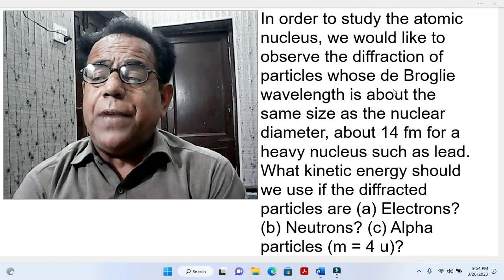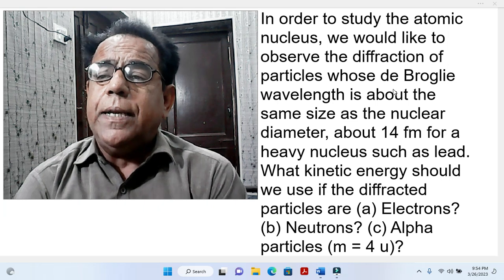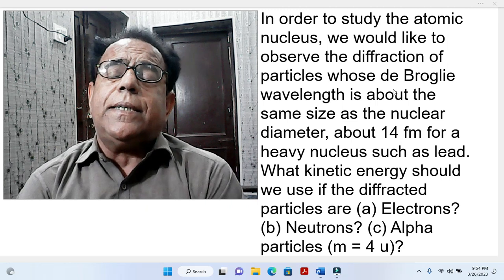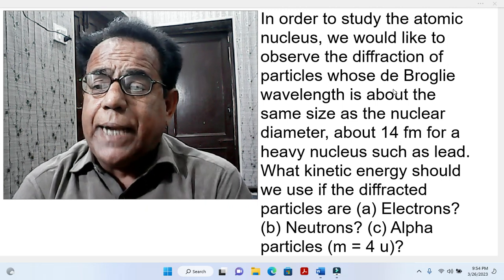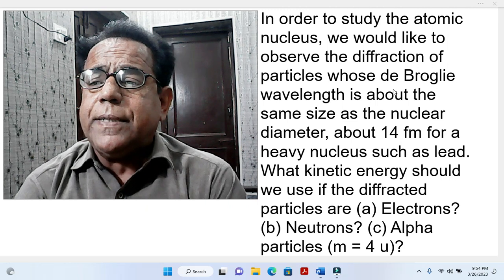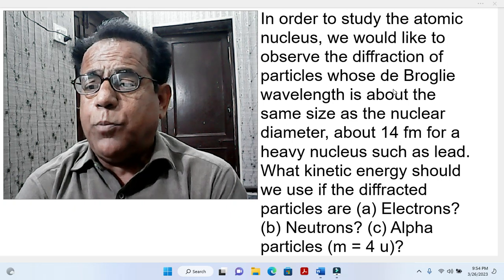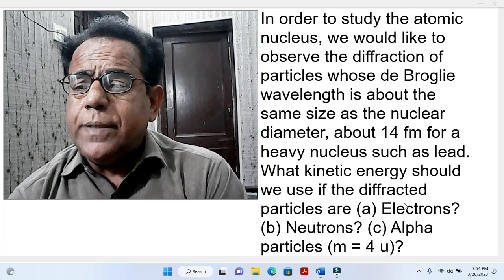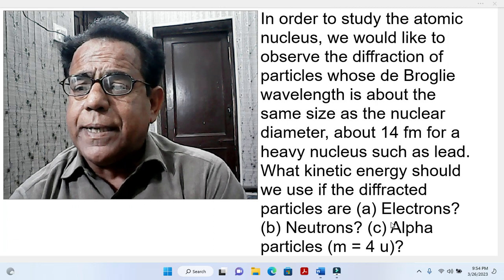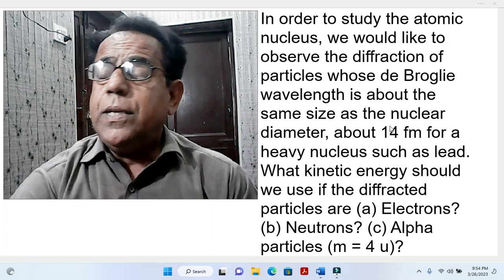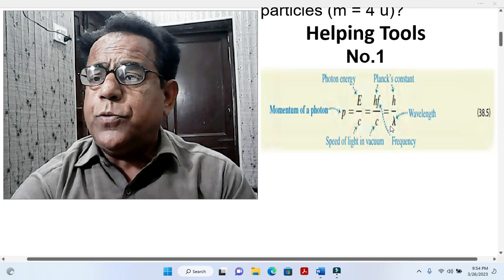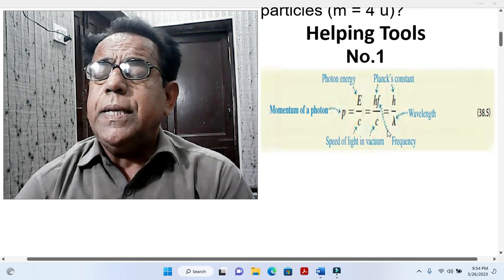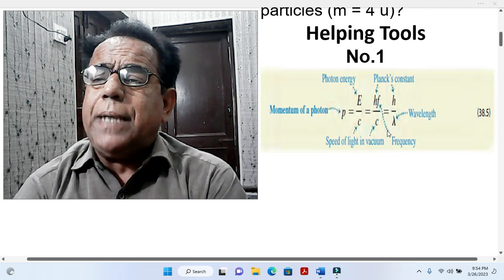This value we will find from the table. We will introduce a tool, and the table introduced in that tool will help us a lot in solving this problem. In that tool, electrons, neutrons and alpha particles will be dealt with. So now we move to helping tools. Helping tool number 1. This helping tool has been taken many times.